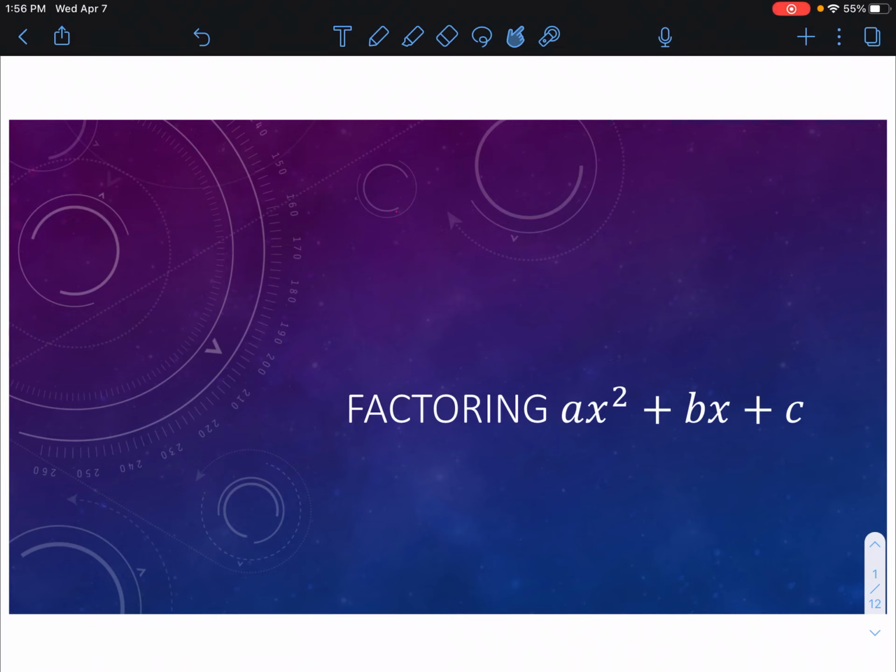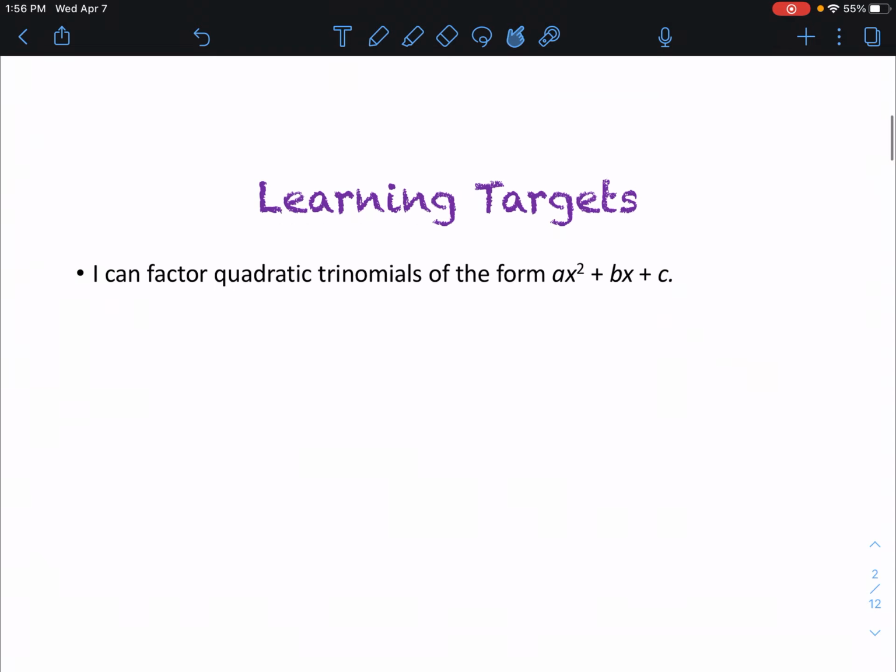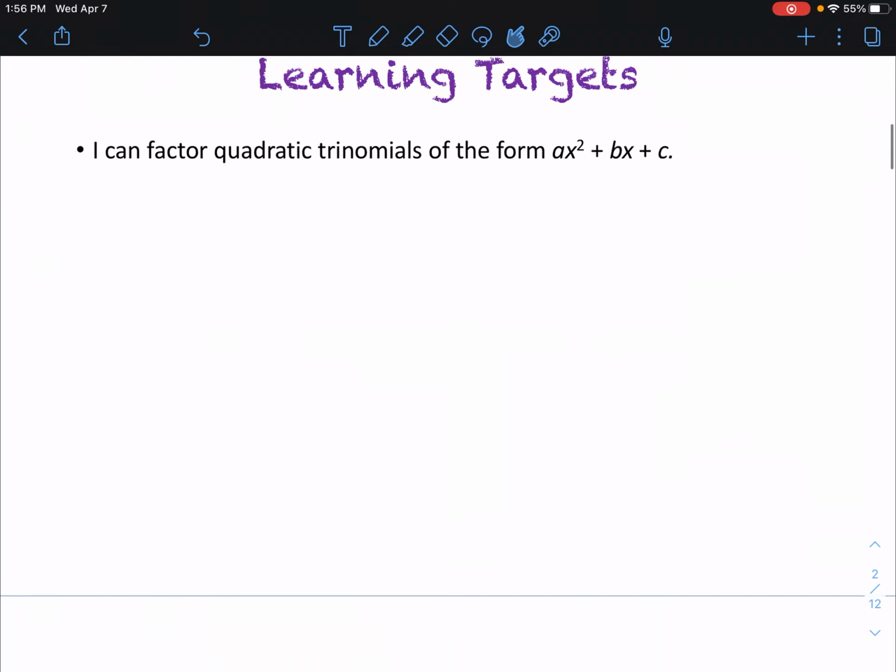Okay, so we're going to continue our unit on factoring. And we're going to factor polynomials that look like this. And you'll notice this time there's going to be a number in front of that x squared term. So how does this work then? All right, so that's our learning target.